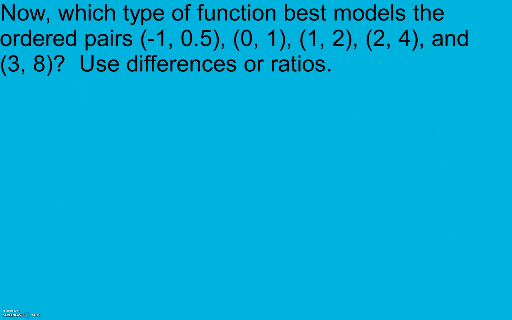Now, which type of function best models the ordered pairs? Use differences or ratios. So to go from -1 to 0 to 1 to 2 to 3, I have consecutive values. My differences are the same there. So now I can compare my outputs. I have 0.5 in my y column, 1, 2, 4, and 8. If I look here, I can add 0.5, but when I go from 1 to 2, I add 1. Those are different.